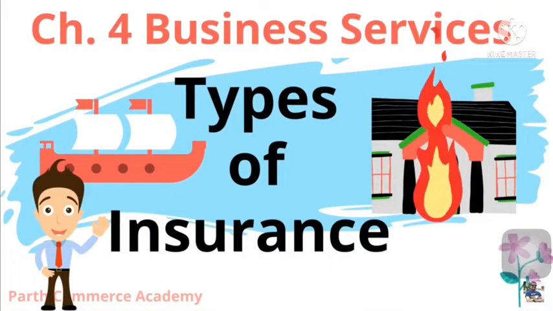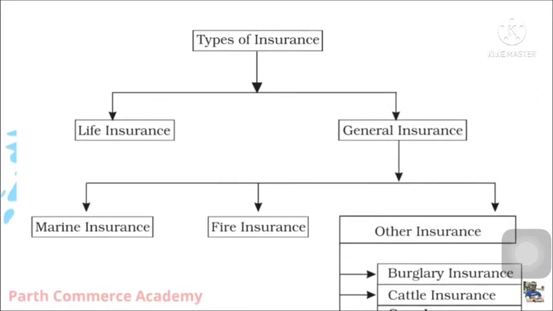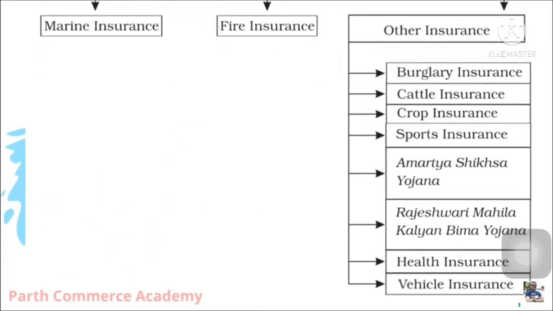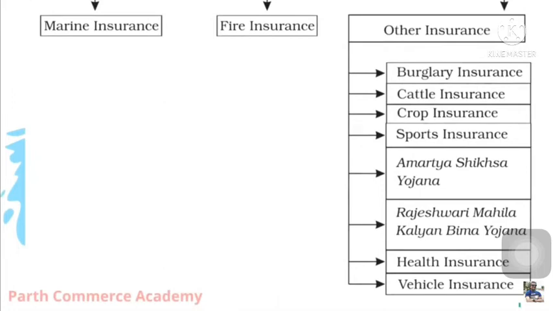Our topic, types of insurance. You can see in the image the types are there. One side, life insurance is there, and another side, general insurance is there. In general insurance, another subdivision is there, like marine insurance, fire insurance, other insurance. In other insurance, different types are there, in which we will see the health insurance in brief.